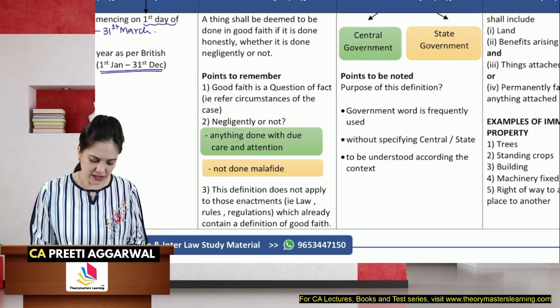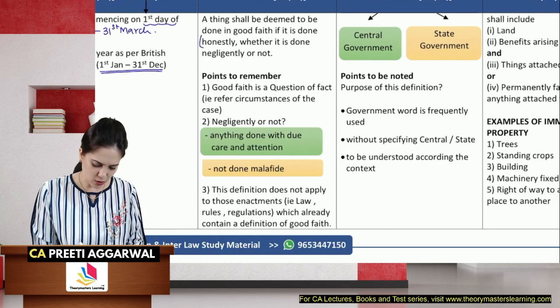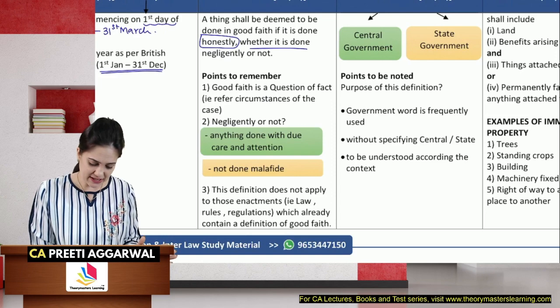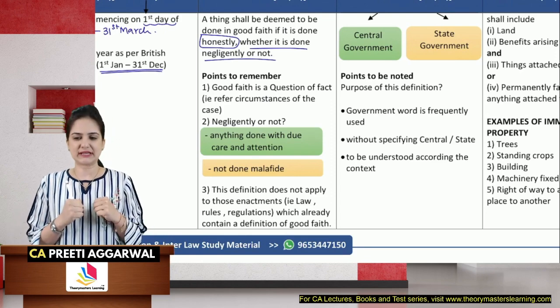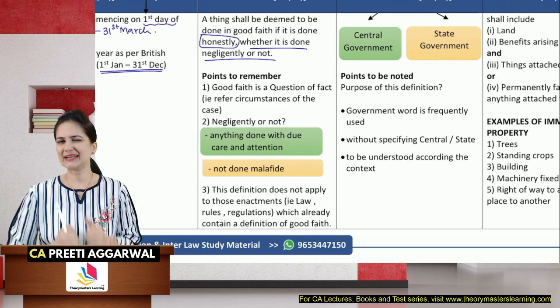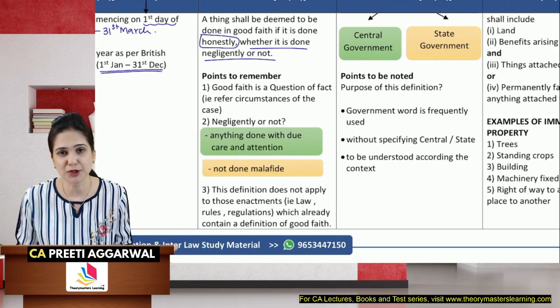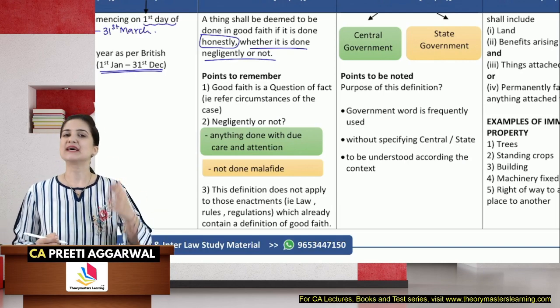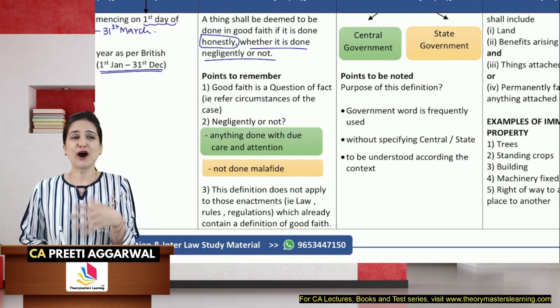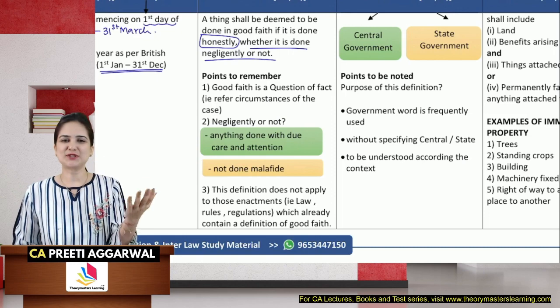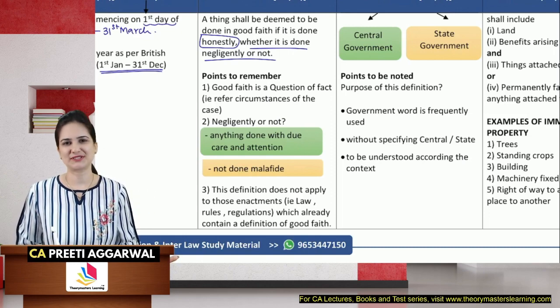What is good faith? A thing shall be done in good faith if it is done honestly, whether it is done negligently or not. See, if you are doing the thing honestly, you may be slightly negligent, but you never had the intention to be negligent. Then in that case, it will be considered as done in good faith. Now, how will you prove? Intention is always shown through your actions.